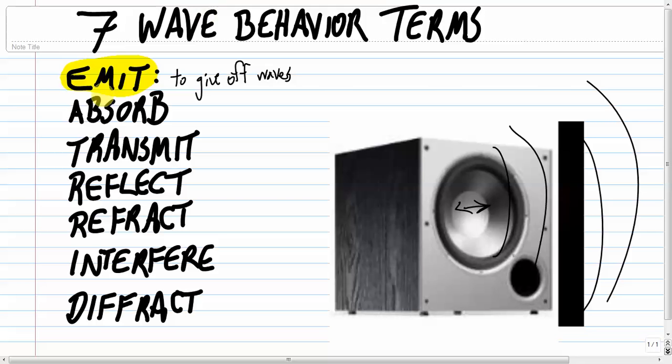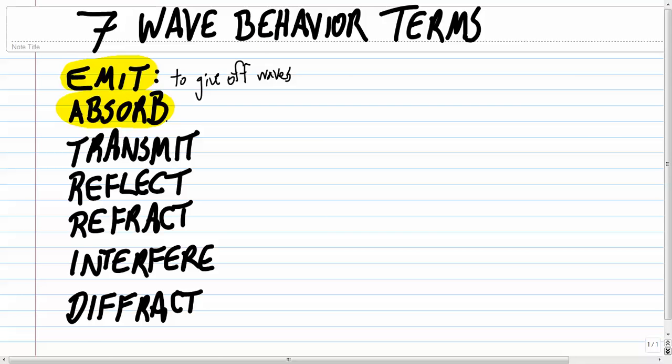So next term, let's go to absorb. Absorb means probably just what you think it means, because you're probably thinking about like a sponge or a paper towel or something. Absorb means to take in. And since this is a video about waves, I'm going to throw that word on here. To take in waves.